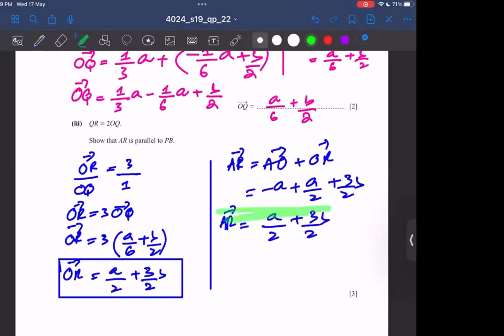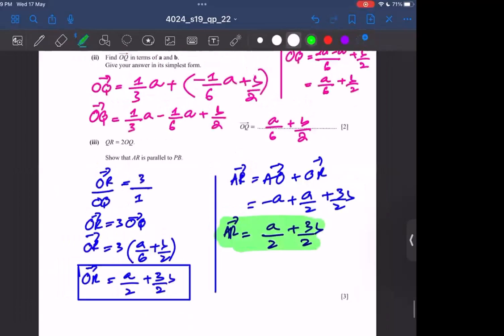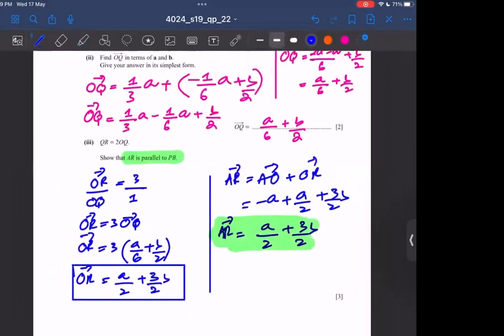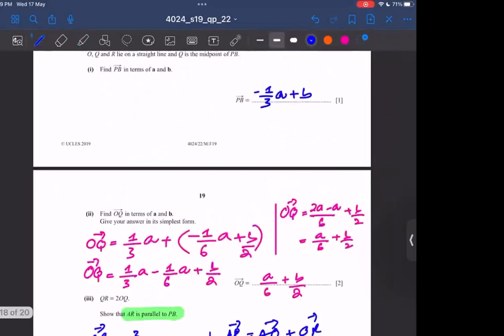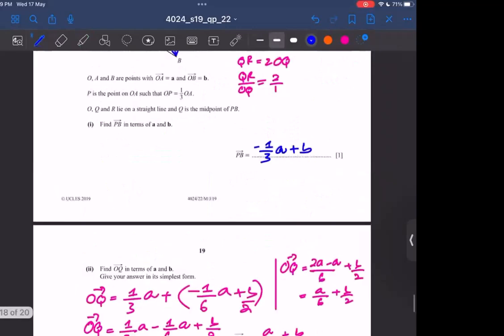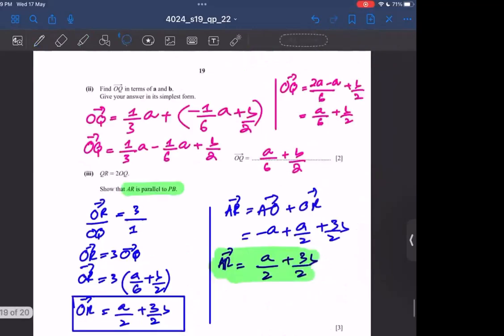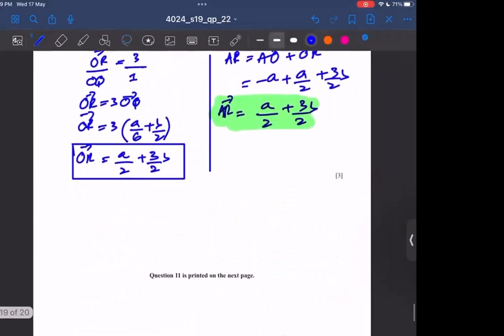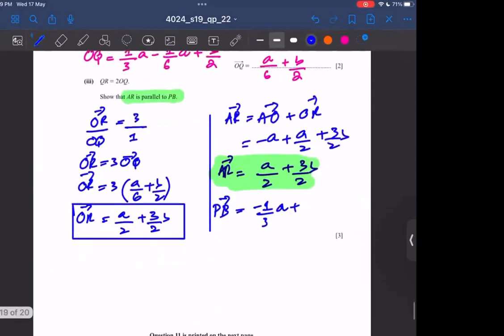Sir, but we need to show that these two lines are parallel. So what two lines? AR and PB. Do we know the value of PB? Yes, we know the value of PB. This is the value of PB: minus 1 by 3 of A plus B.